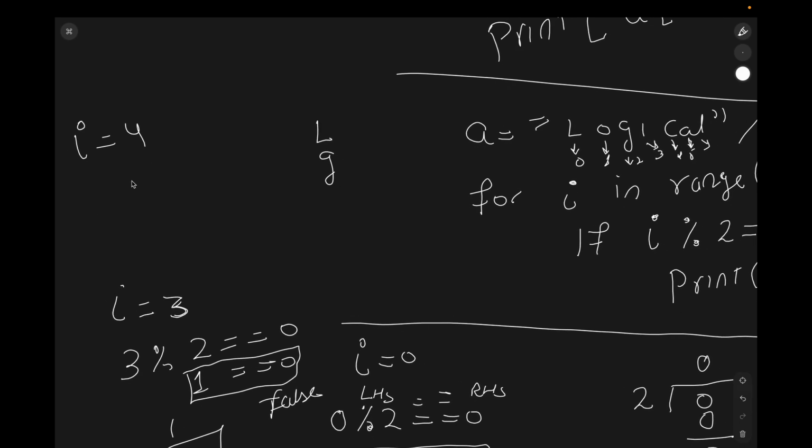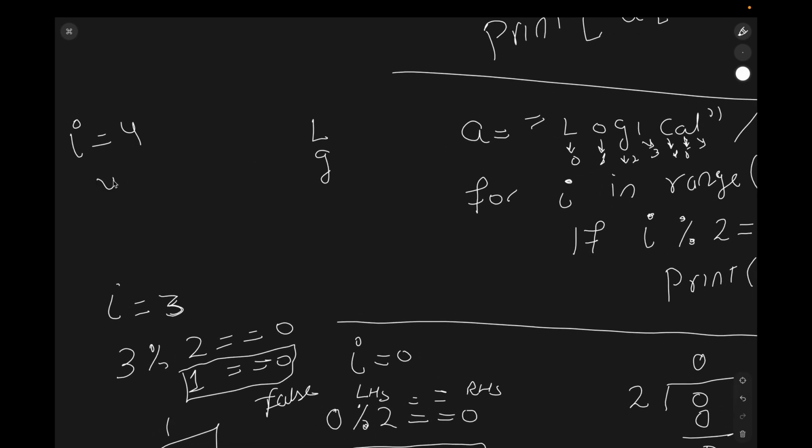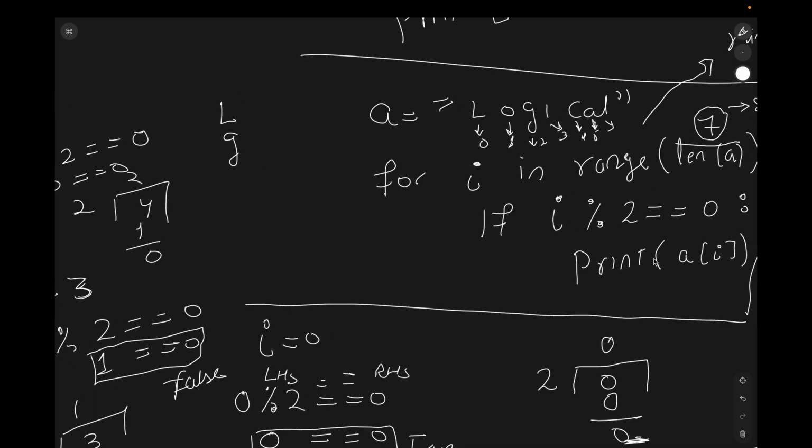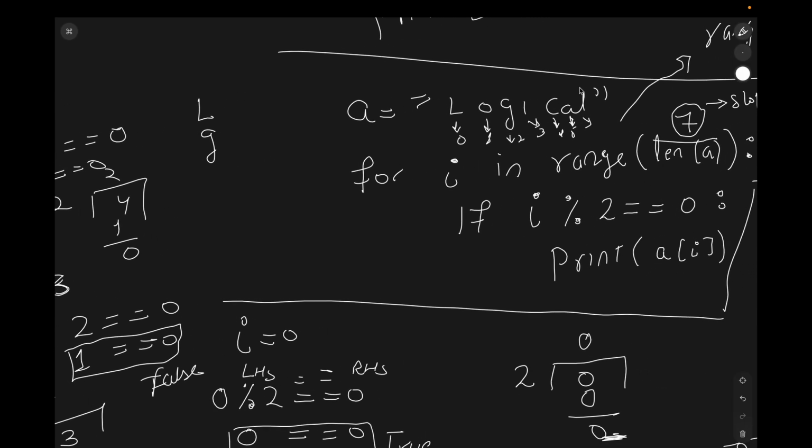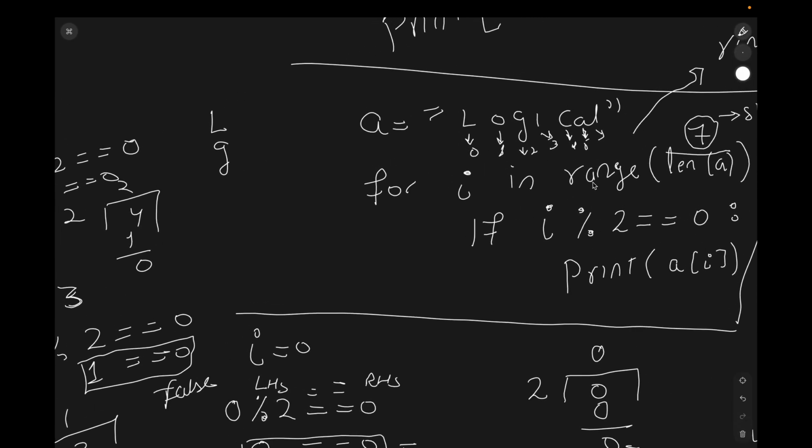I will become 4 now. Is 4 less than 7? Yes. What will you be checking? 4 percentile 2 is equal to 0. Let's check it. So I will say here 4, 2 2s are 4, remainder is 0. Then you can say 0 is equal to 0. The condition is true. Yes. Then you will say a of 4, go to the fourth location, it will be C. Like this it will work, right?